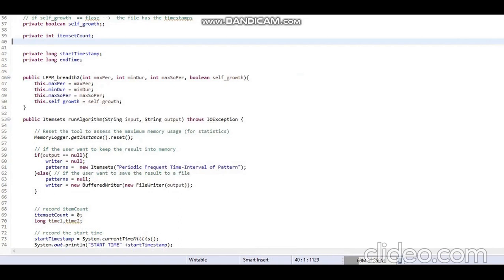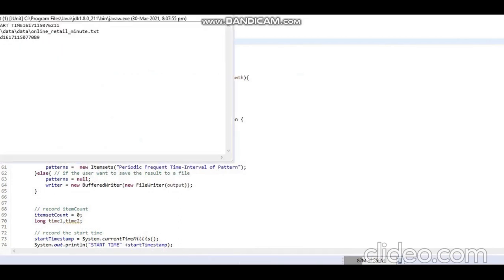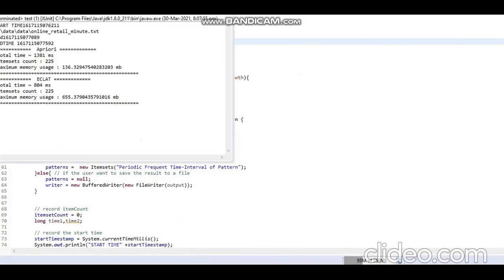On running this algorithm for this kind of input, we get a total frequent item count of 225. For both depth and breadth, we get the same output, and the time taken for the process to execute is 1300, which is a little bit greater in Apriori than in Eclipse. Memory usage is greater in the depth first search than in the breadth first search.